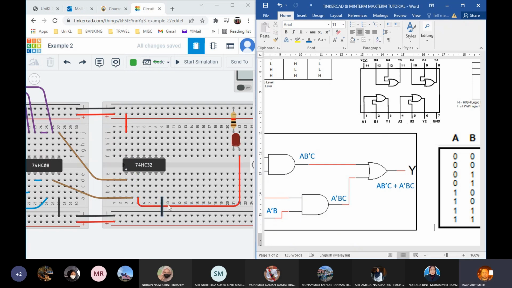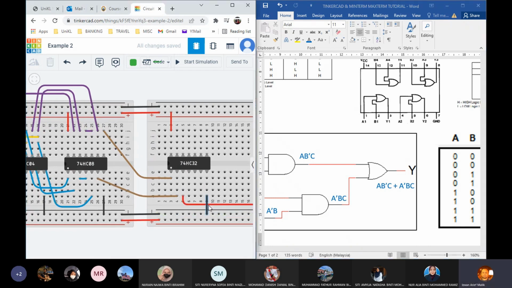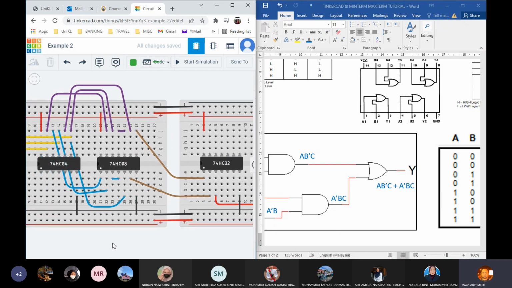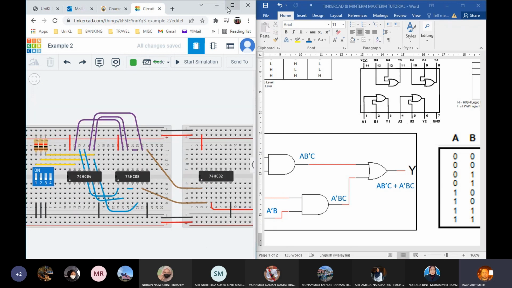So output ni yang saya connectkan ke anode of the LED. Cathode connectkan kepada terminal 1 dan connectkan terus kepada ground. Okay. Dan selain daripada itu, jangan lupa ground of your ICs. Semua ni 1, 2, 3. And then the VCC of each, power of each IC. Di sini 1, di sini 2, di sini 3. There you have your circuit.